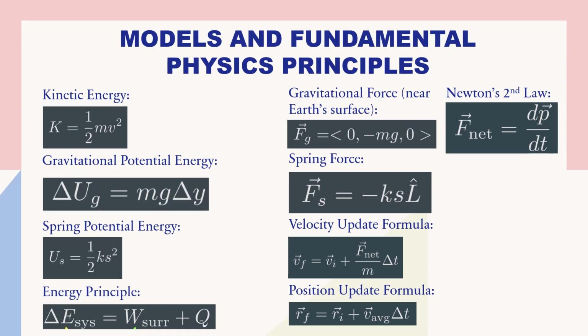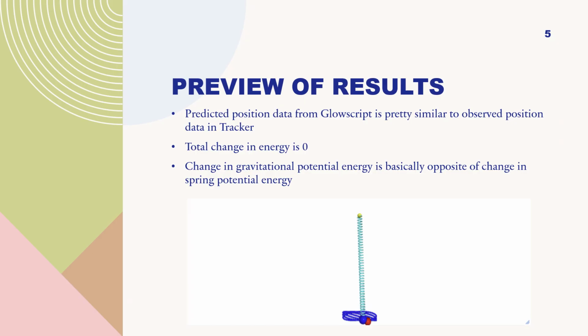For the models and fundamental principles, I used the kinetic energy formula, gravitational potential energy, spring potential energy, the energy principle, gravitational force near Earth's surface, spring force, velocity update formula, position update formula, and Newton's second law. All the energy formulas were used to find the overall change in energy of the system, and then Newton's second law and the position and velocity update formulas were used to find the position data for the system, and then the gravitational force near Earth's surface and the spring force were used to find the net force on the system.